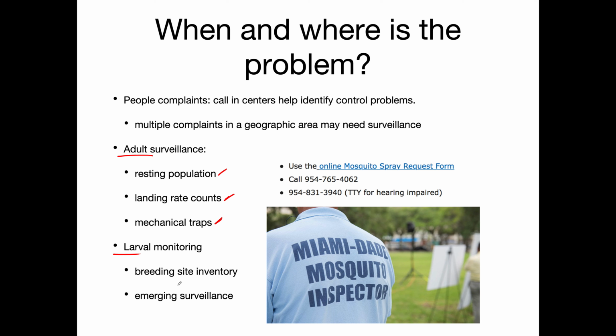In larval monitoring, they'll go to the breeding sites, which are usually water sources. Mosquitoes lay their eggs near water, and the larvae develop in water. You can identify a species based on the different types of larvae that may be present. So they'll go to a breeding site inventory where there may be water sources. They will also do what's called emerging surveillance. They'll have traps for the larvae, and they'll see how many larvae are emerging on a regular or daily basis.